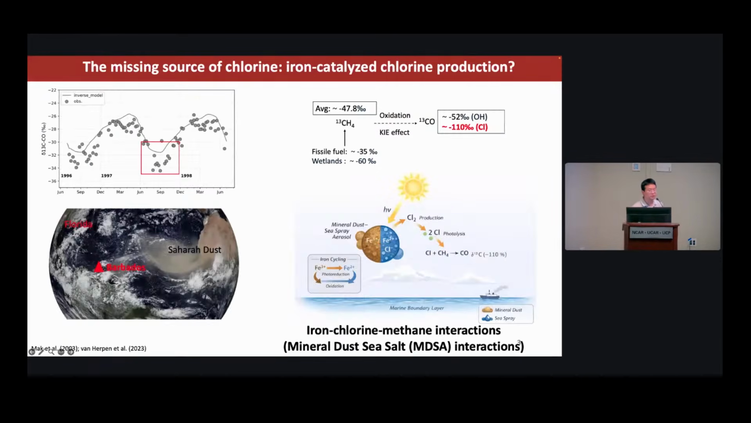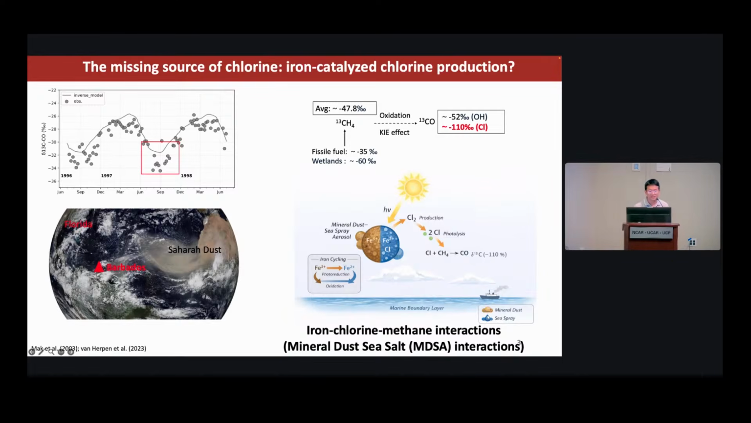And in 2023, Van Happen proposed that in order to explain these very depleted isotopes in the autumn seasons at Barbados, we need a very special CO, which is produced between methane and chlorine. This reaction is very special because, due to the very strong kinetic isotope effects, the CO will be much depleted in carbon-13, reaching around minus 110 per mil. The typical OH reaction with methane will result in a carbon isotope of around minus 52. So with this very special CO, they can reproduce these very depleted isotope signals observed at Barbados.